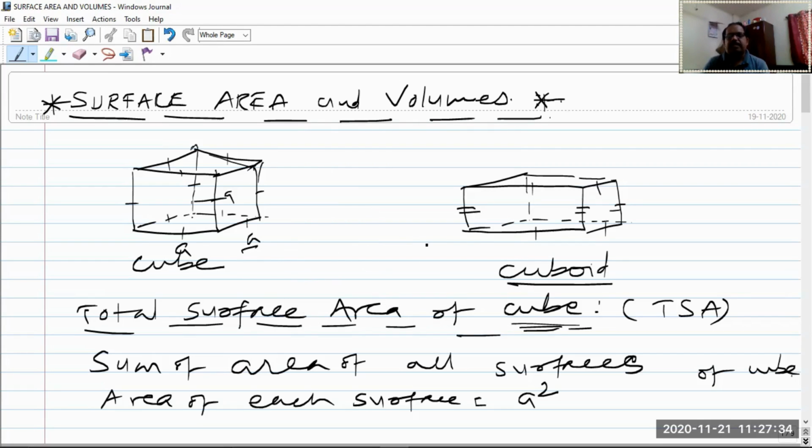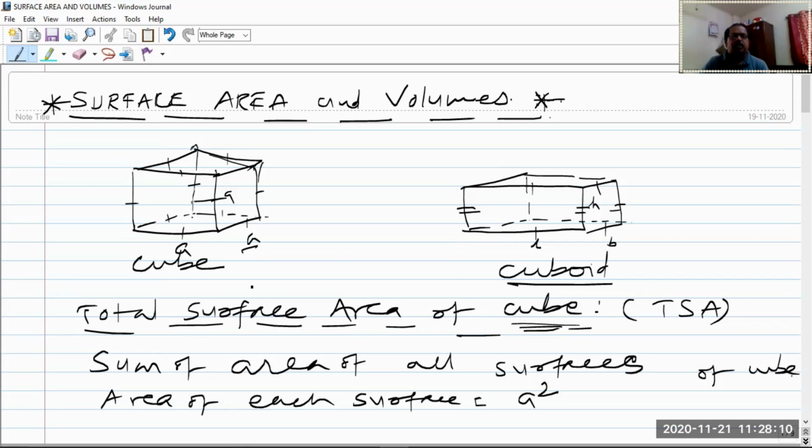Now let's see the cuboid. So what is the cuboid here? A cuboid is again a three-dimensional solid in which each surface is rectangular in form. Meaning the opposite sides of the rectangle are equal. If we consider this as a length, this one as a breadth and this one as a height, the cuboid will have a length, breadth and height. So this is the difference between the cube and cuboid.